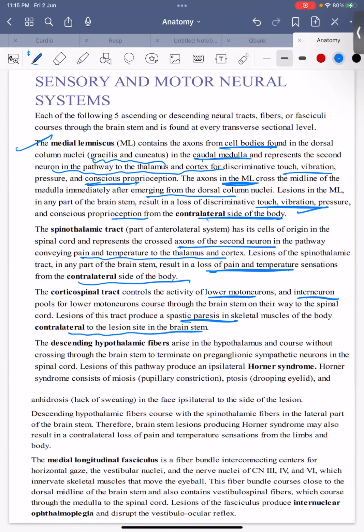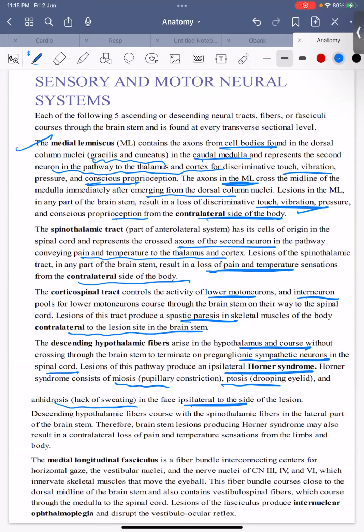Descending hypothalamic fibers arise in the hypothalamus, and they do not cross. They pass through the midbrain without crossing to the contralateral side, and they terminate on the preganglionic sympathetic neurons in the spinal cord. A lesion of this pathway will cause ipsilateral Horner syndrome, that is miosis, ptosis, and anhidrosis on the ipsilateral side of your face.